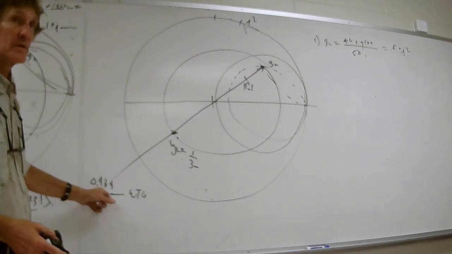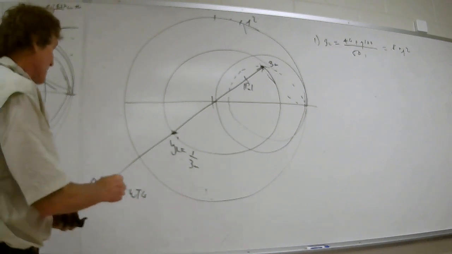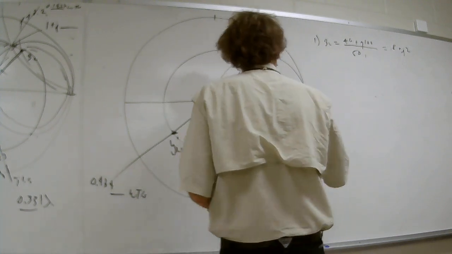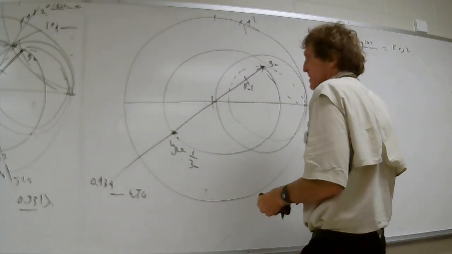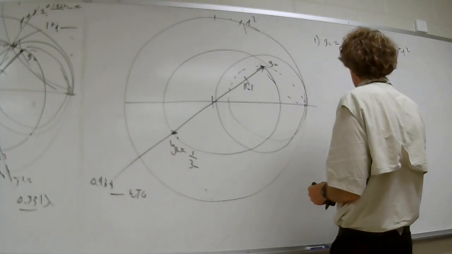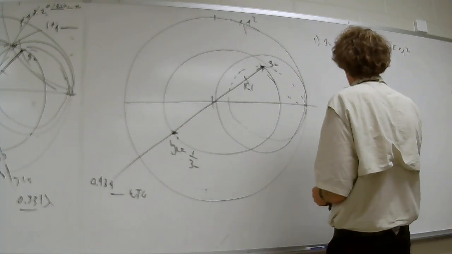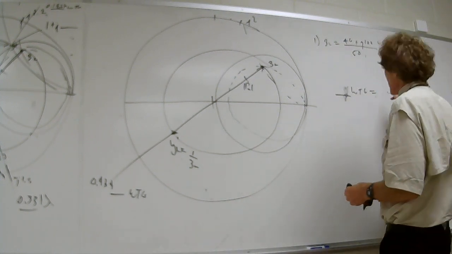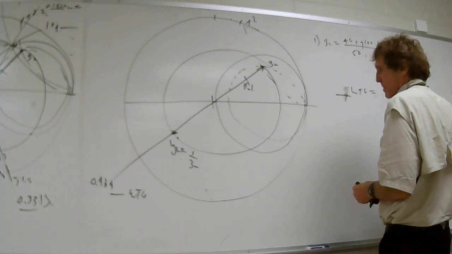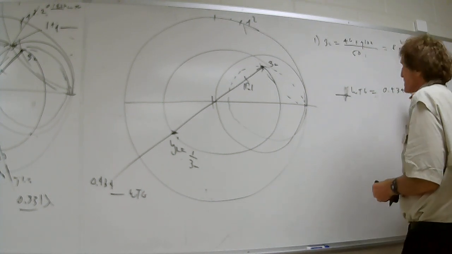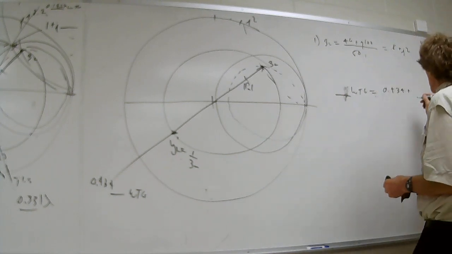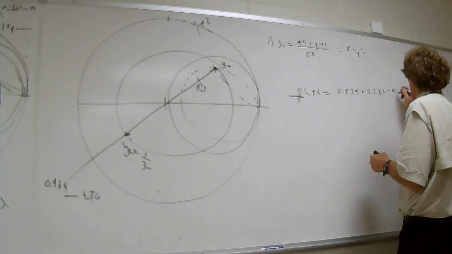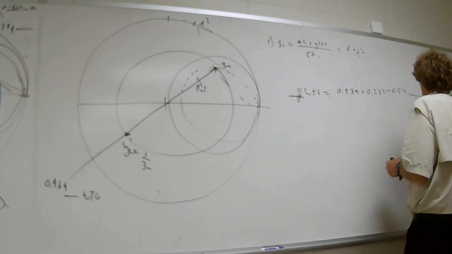Then what do we have to do? Subtract off a half wavelength because it's greater than a half wavelength. We're going to find the distance that we actually end up at. Let me call it blank wavelengths toward generator. The point we want is 0.434 plus 0.232. That's greater than a half wavelength, so we subtract 0.5 from it. Tell me what you get. 0.166.